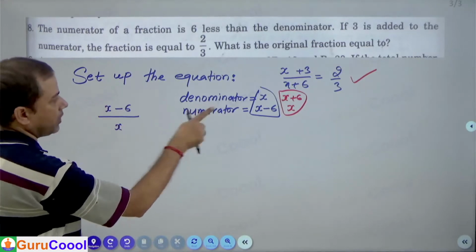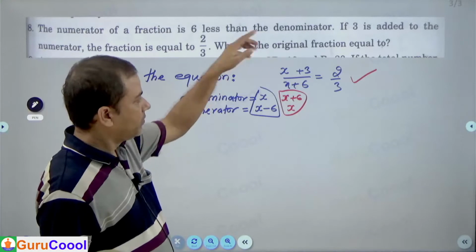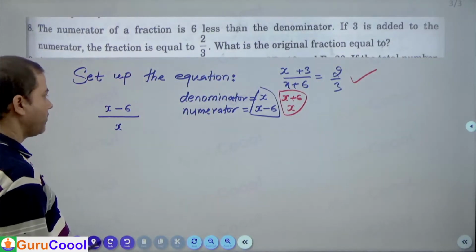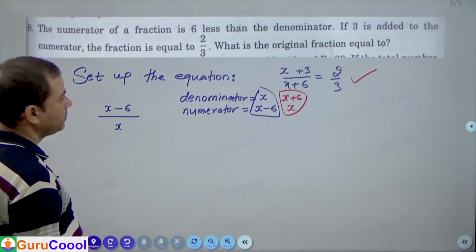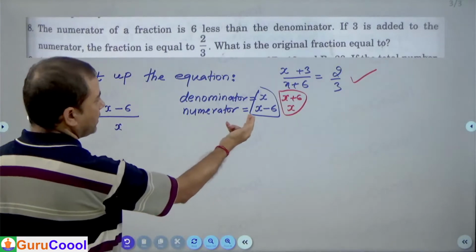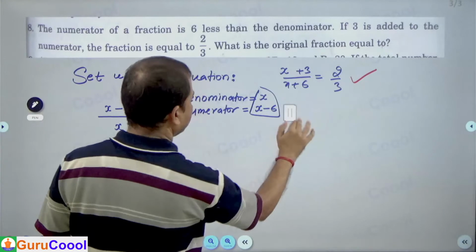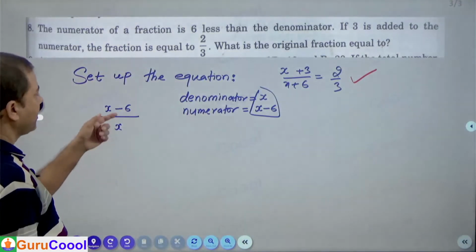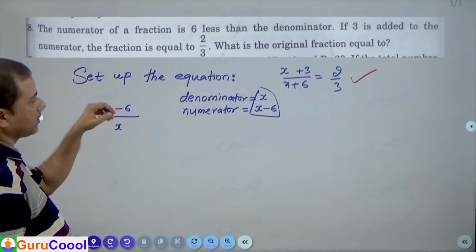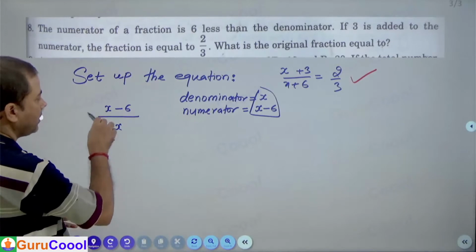Okay, so you have taken x plus 6 in denominator and x in numerator, right? Yes. Okay, it is your choice, no problem. I continue with the first one. I take denominator x and numerator x minus 6 because it is 6 less. So this is the fraction.